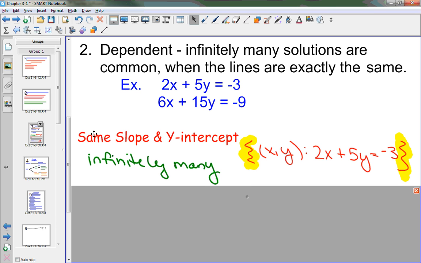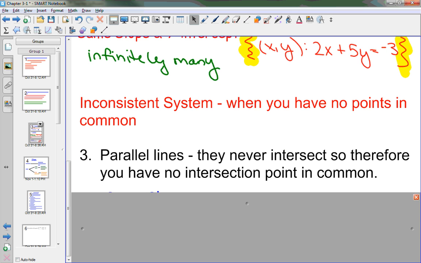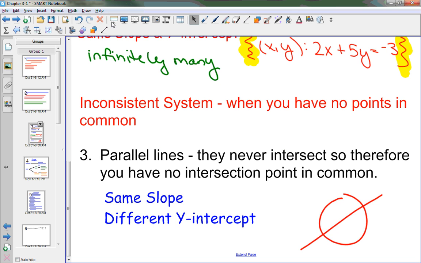Do we understand that? Now, the next type of system we're going to have is called an independent system. Sorry, inconsistent system. And this is where you have absolutely no point of intersection. The reason why you have no points of intersection is because the lines are parallel. Well, what we talked about previously is that if the lines are parallel, that means that they have exactly the same slope, but they have a different y-intercept. You understand that? Which means they're never ever going to touch out in space.